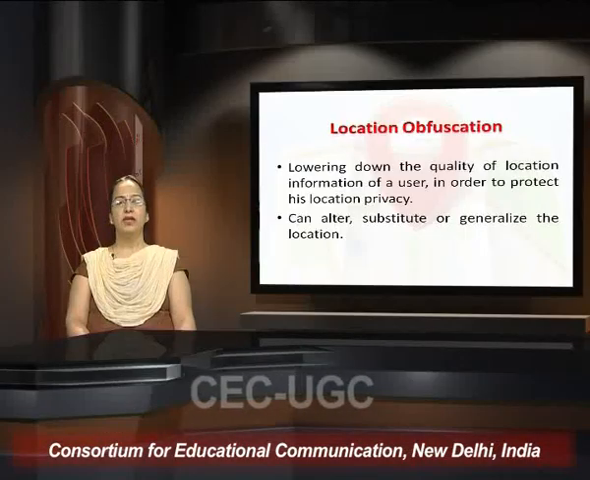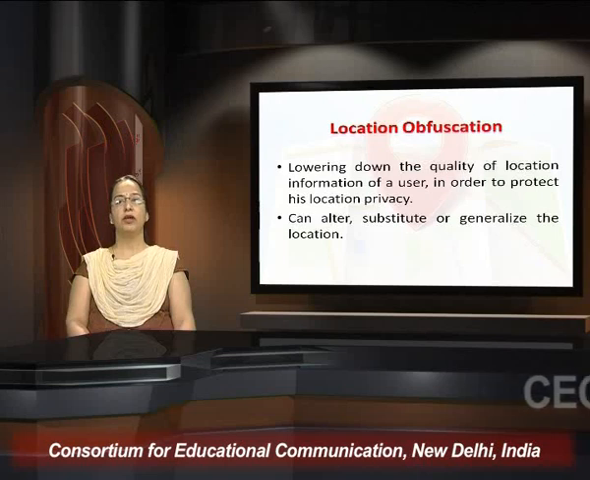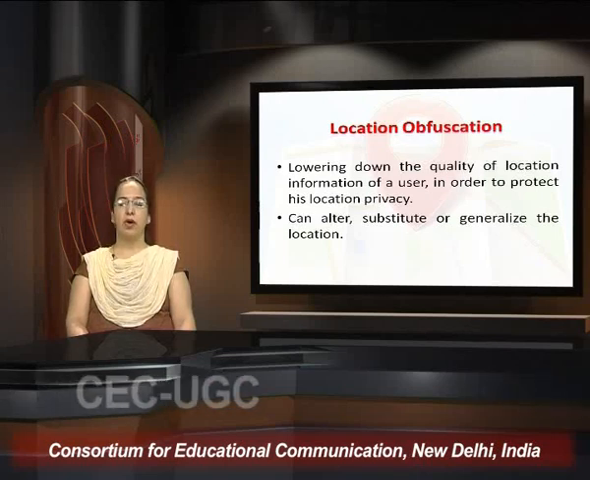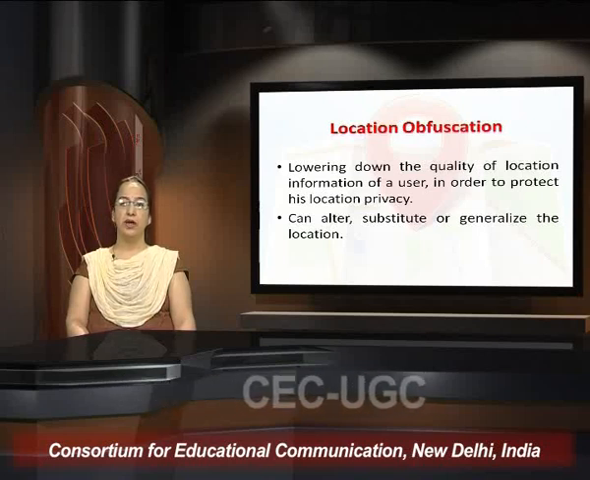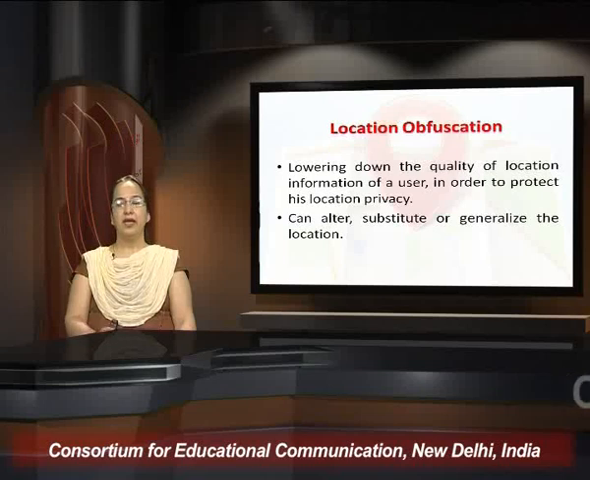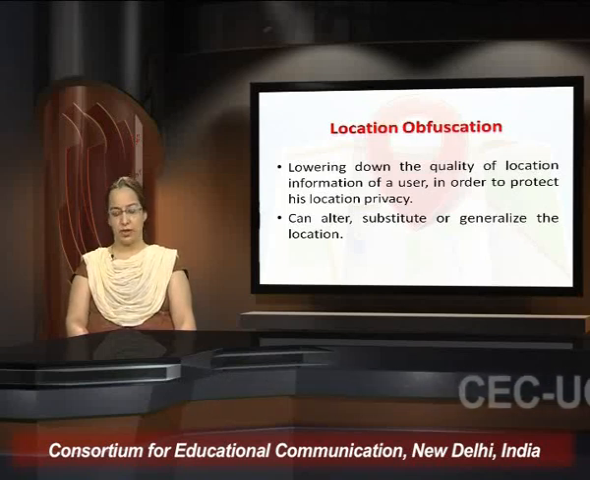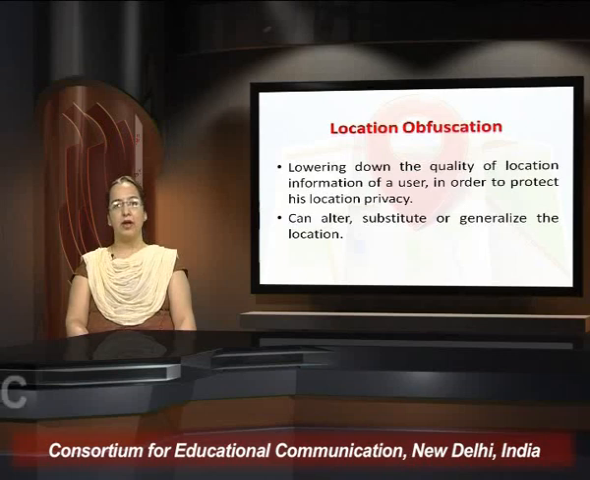The third category is location obfuscation. Location obfuscation is actually lowering the quality of location information which is supplied to a particular location server or adversary or location service provider. So, instead of giving the actual coordinates or the actual location, one can alter, substitute, or more specifically generalize the location. Let us take an example.